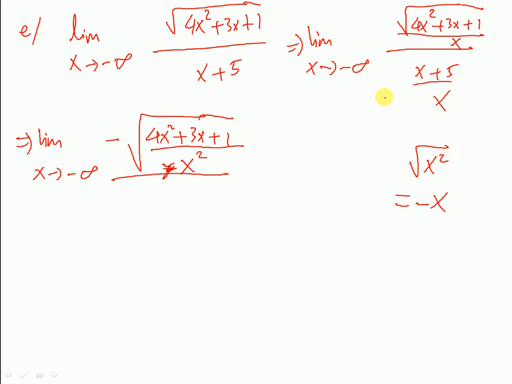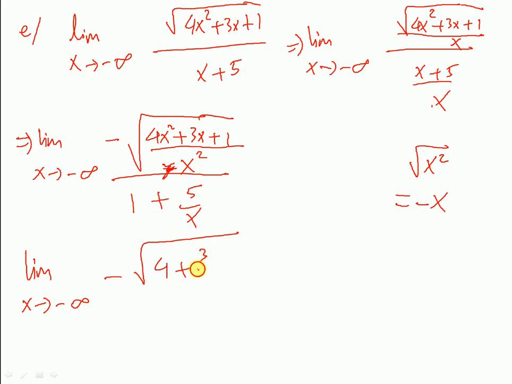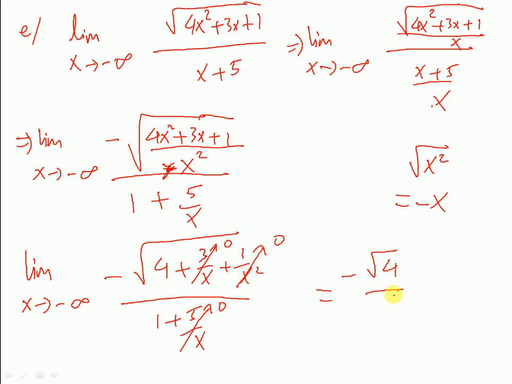Now, the bottom part: x and x give you 1 plus 5 over x. And on the top, let's clear that. You have a negative sign, that's the reason we have the negative sign. So x squared and x squared, that's gone. Plus 3 over x, plus 1 over x squared, over 1 plus 5 over x. Now, when x goes to a very huge negative number, this term is gone, this term is gone, this term is gone. On the top, we have negative square root of 4, and 1 at the bottom, which is minus 2.